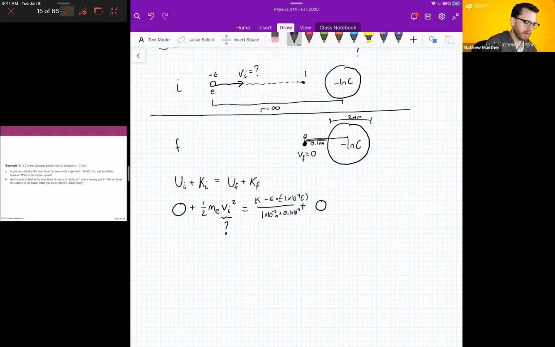Okay, now I'm done. I have a pretty simple equation this time. I can calculate everything on the right-hand side here. There's just a bunch of physical constants that I can go look up and quantities that were given to me in the problem. And then I just have to multiply by 2, divide by the mass of the electron, and take the square root to find that initial velocity.